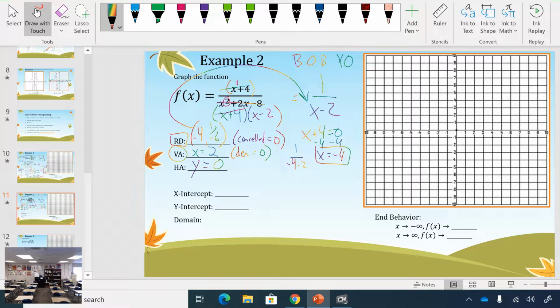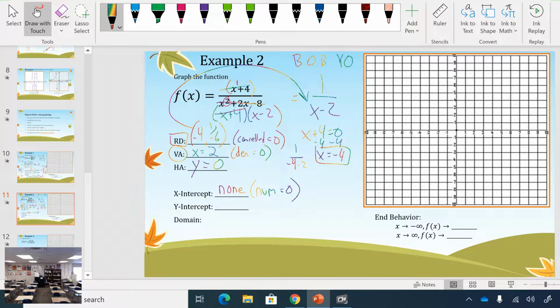The x-intercepts, so that's where the numerator should be set equal to 0. All right, so our original numerator was an x plus 4, but then when we canceled it out, our numerator was a 1, so that would make this none. So it means it's not going to cross the x axis.